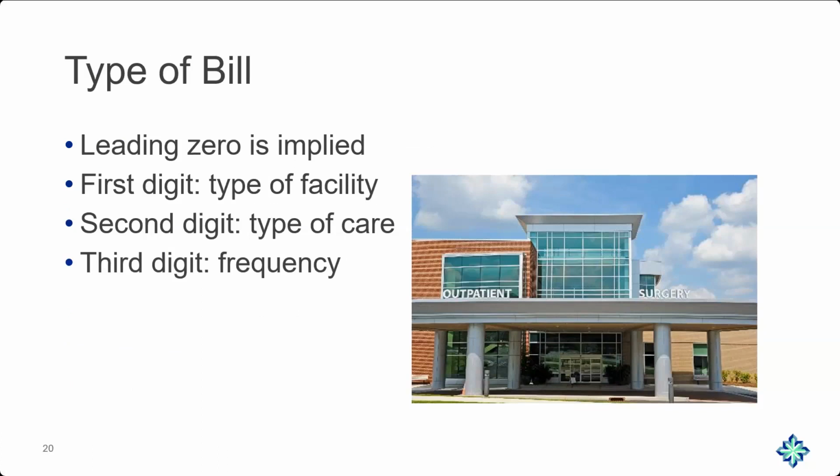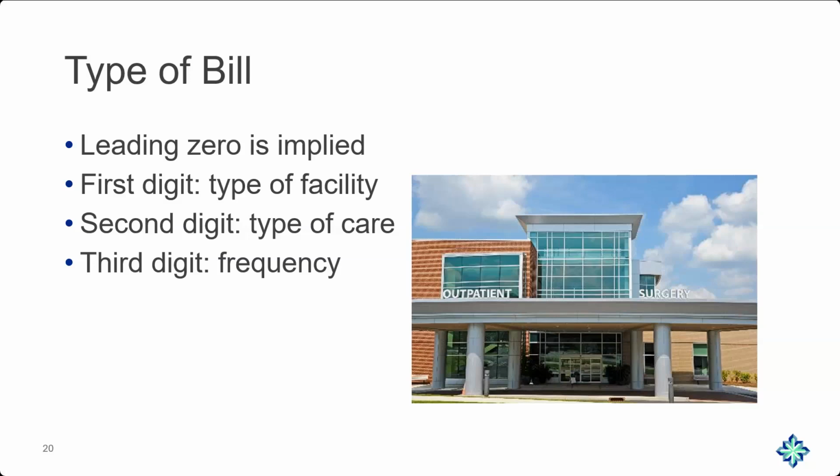So let's talk a little bit more about the type of bill. Officially, it has 4 digits, with the first one being a 0, and that's kind of implied. You're not going to add that or change that. There's nothing else at this time that it could be. So we're going to discuss the 3 digits that you are responsible for populating. The first indicates the type of facility. For example, 1 indicates a hospital, 2 indicates a skilled nursing facility, 7 indicates a clinic.